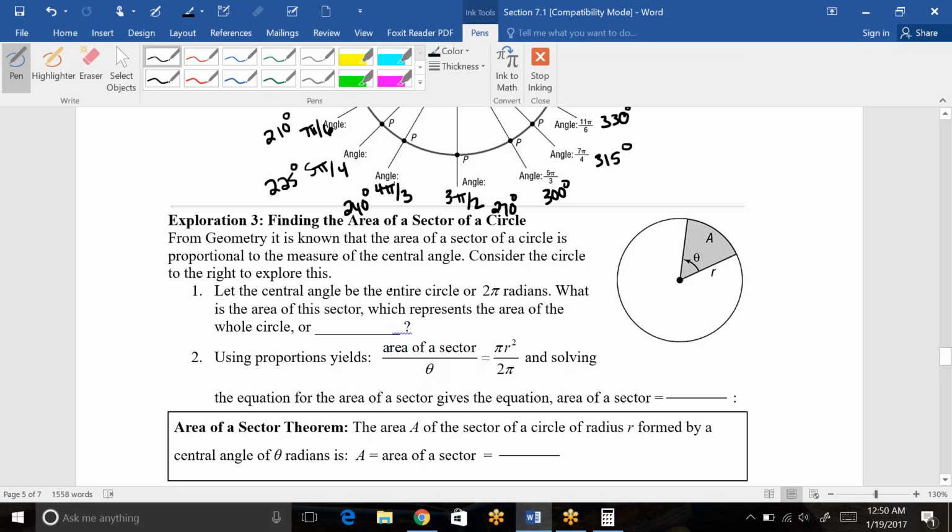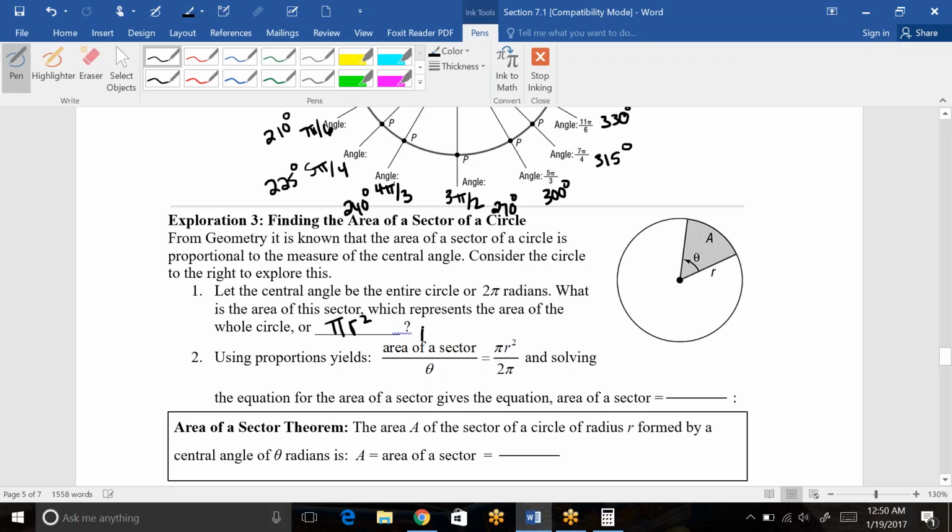So if the central angle was the entire circle, that means that you would have 2 pi radians, and the area of the sector would be represented by the area of the whole circle. A whole circle's area is pi r squared. So we have a proportion that says the area of the wedge over the angle should be equal to the whole area of a circle over 2 pi. If we want to solve this for the area, we would need to think about how we would work this out. We would multiply theta over to the other side.